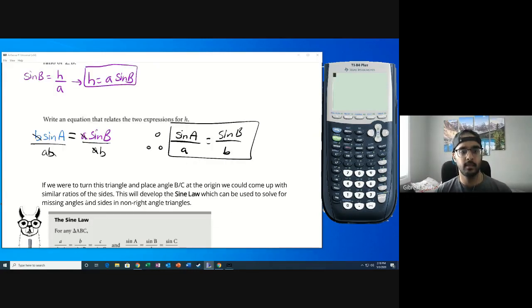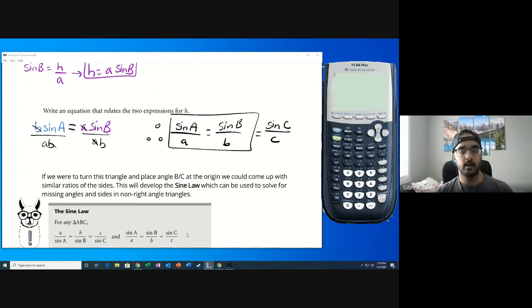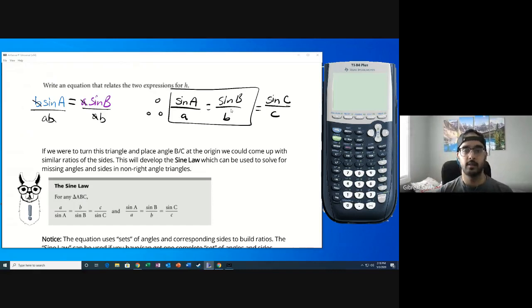Okay, if you were to rotate this triangle and place angle B or C at the origin, so just turn the picture sideways, you can come up with the same ratios for the other one. So you could say also, if you like, sine of angle C over side length c. These all three are going to be equal to each other depending on which way your triangle is rotated. So that sine law you could write even upside down, placing those side lengths on the top with the sine of their angles on the bottom. It means the same thing.